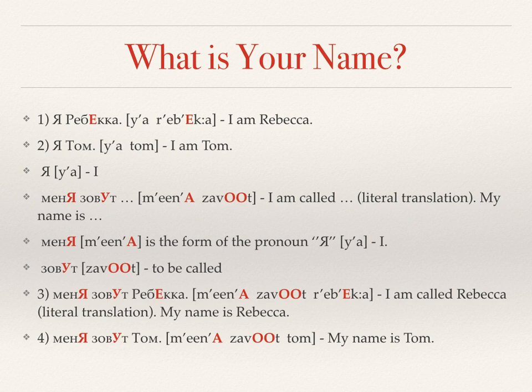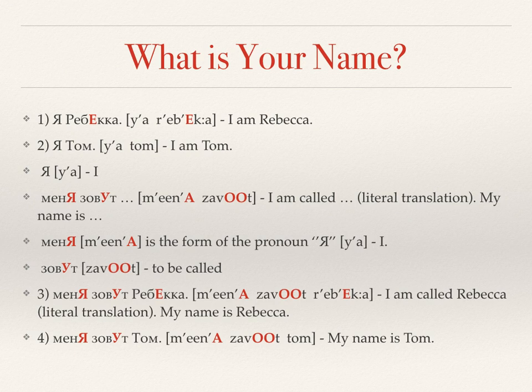The second way of saying your name is to use the construction Меня зовут. I'm called. It is a literal translation of this phrase. In English, the common translation of it is My name is. Меня is the form of the pronoun я, I. Зовут, to be called.